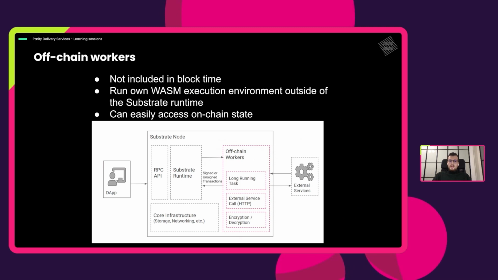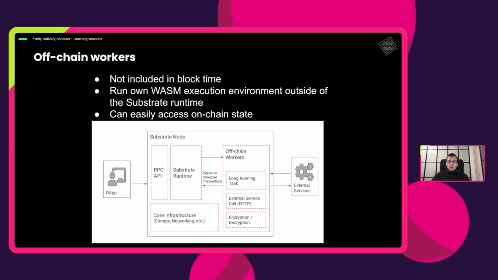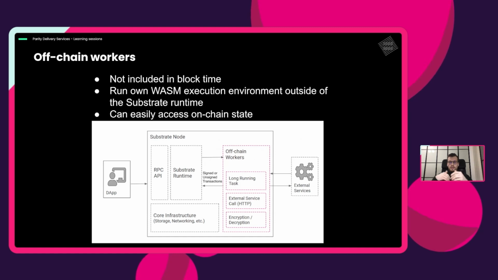Okay, so imagine a situation when you implement your own pallet and you need to do some extensive computation. For example, you need to call an external service via HTTP, like Oracle. You need to do some encryption, decryption or any other extensive CPU computation. Maybe you can exceed block execution time. So to avoid that situation, off-chain workers are prepared. Any computation done by the off-chain worker is not included in a blockchain.